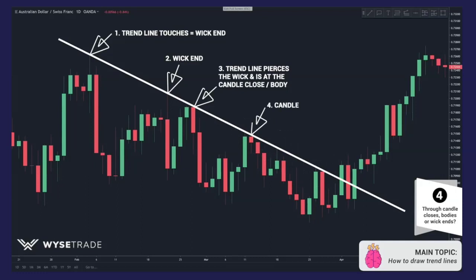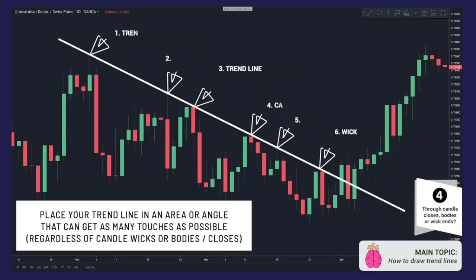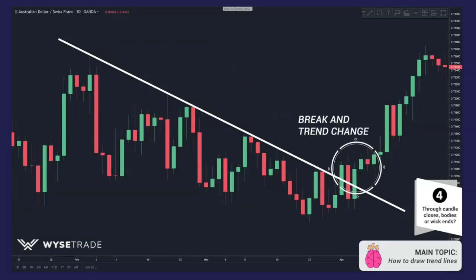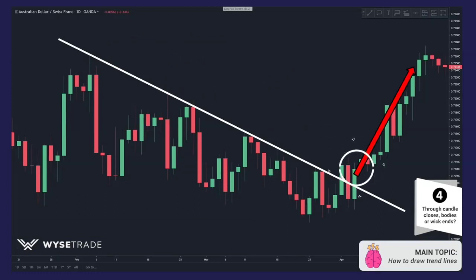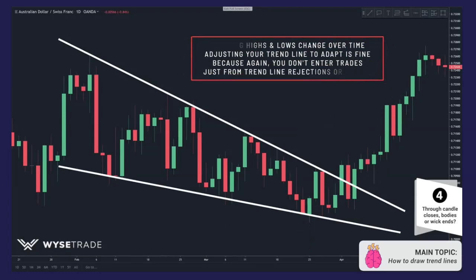So again, the trend line hits the candle body, and here the trend line hits the wick end, and here the trend line hits the wick and body. Notice how the trend line hits candle closes and wicks, whichever allows for us to get the most amount of touches. Price then finally broke out and started a trend change. So same along the bottom, our trend line would be placed like this, because that way we can hit all 3 points.